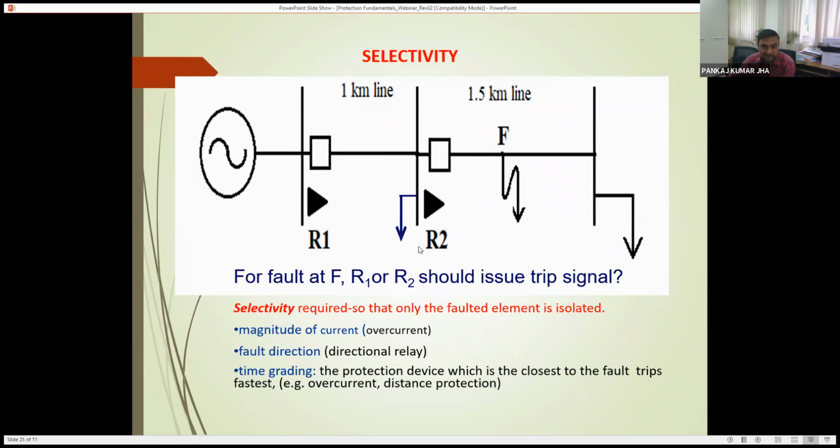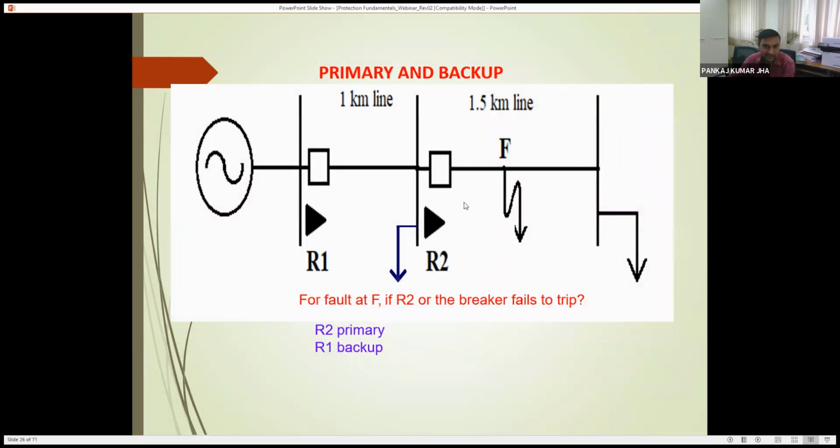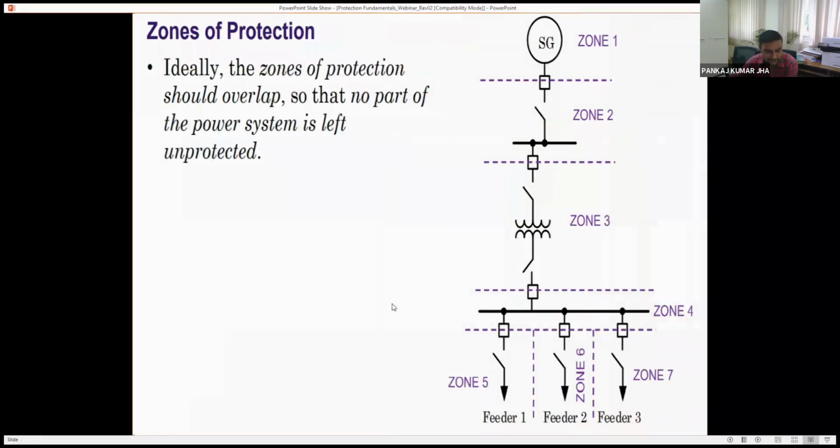So the primary protections are always desired to operate in the minimum possible time, and then come the backup protections, which operate after certain time delays, and operate only in case your primary protection fails to operate. We will discuss this in detail in the coming slides. This is primary and backup. I have already explained. Now the zones of the protection system.